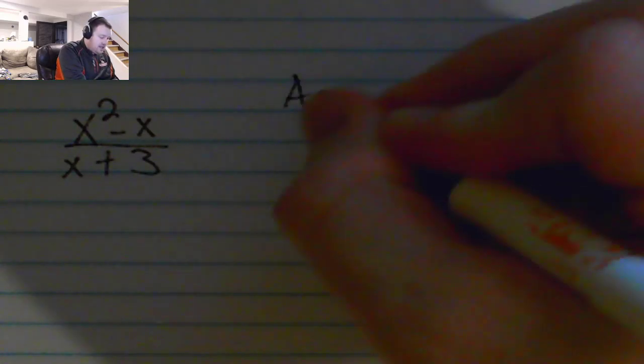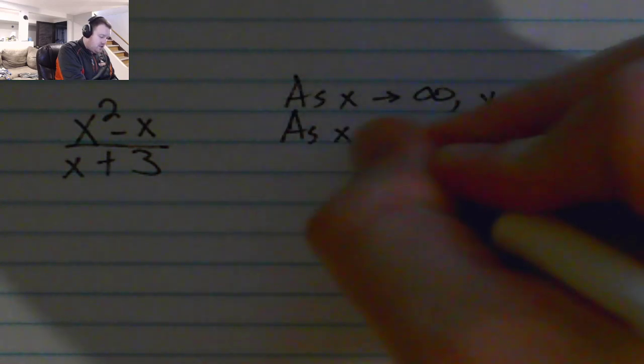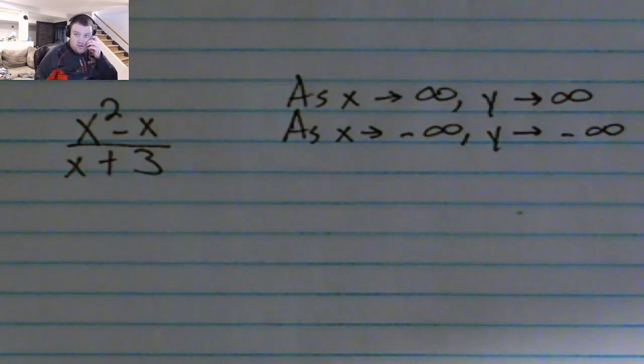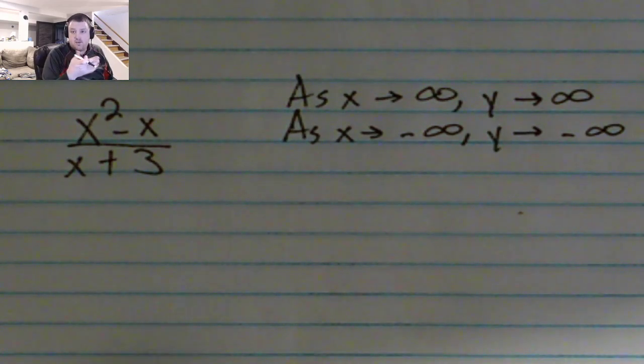So the way that we find the slant asymptote is just by doing polynomial division. If the degree is higher in the numerator, I know the end behavior: as x goes to infinity, y is going to go to infinity, and as x goes to negative infinity, y goes to negative infinity. So there's my end behavior. Since my end behavior is infinity or negative infinity, my horizontal asymptote doesn't exist. It becomes a slant asymptote.